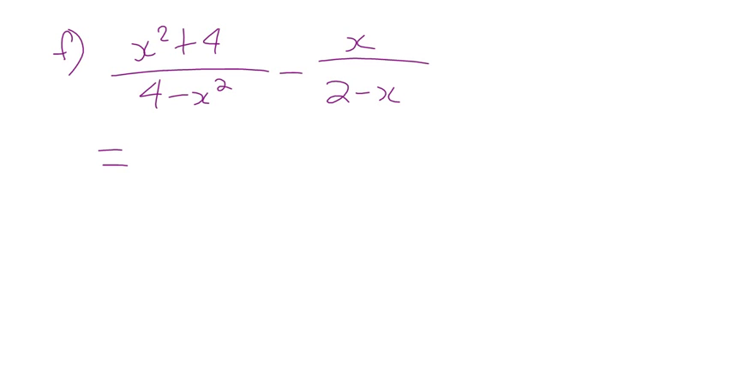X squared plus 4 is a sum of squares. Oh, sorry, we're not even factoring numerators, right? So we're just factoring denominators. Okay, 4 minus x squared. This is a difference of squares, right? They're both squares. There's a minus sign. They have square roots, so it's 2 plus x, 2 minus x.